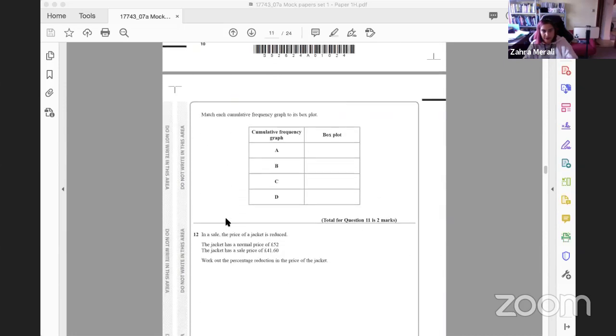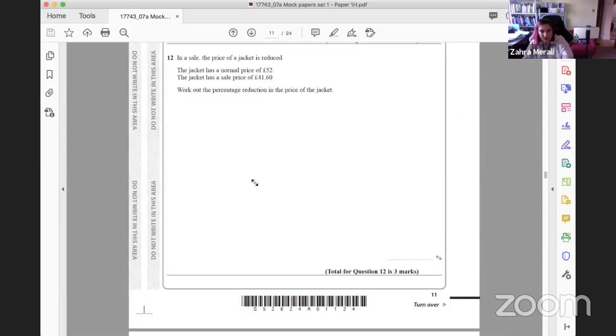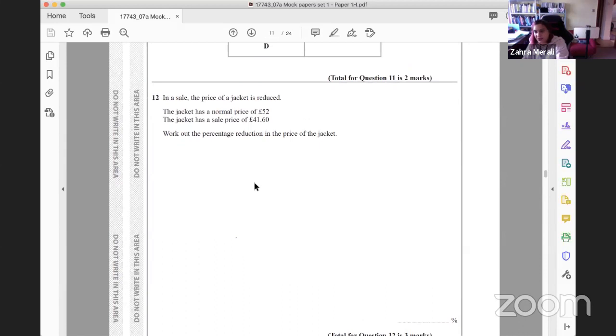Okay, next one. Percentages. Okay, we love percentages. These are very easy ways to do percentages, so we'll show you an easy way to do them. In a sale, the price of a jacket is reduced. The normal price is £52. The sale price is £41.60. Work out the percentage reduction.